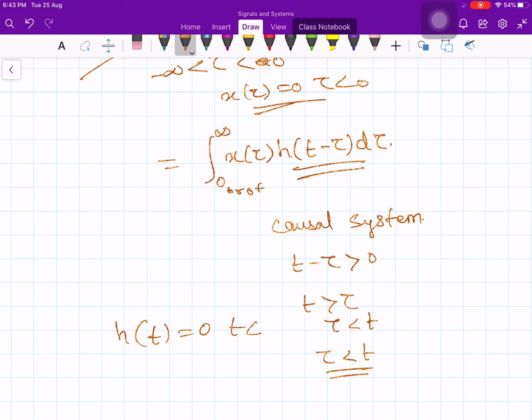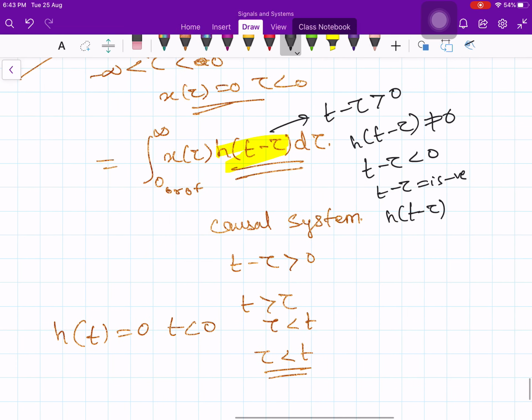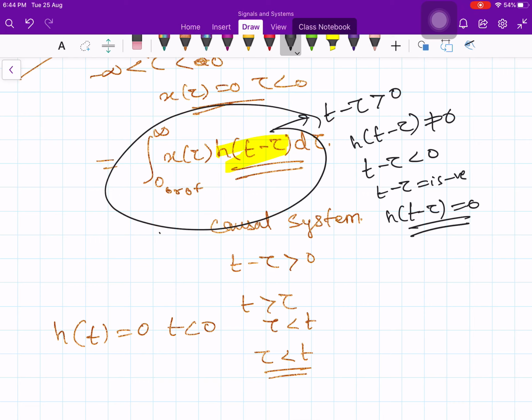Now, look at this argument. As long as this t minus tau is greater than 0, then your h of t minus tau is non-zero. The moment t minus tau is less than 0, that is, t minus tau is negative, then h of t minus tau becomes 0. Therefore, this whole integration is valid up to tau equals t. Beyond that, the integration will not change. Therefore, the range of integration is up to t.